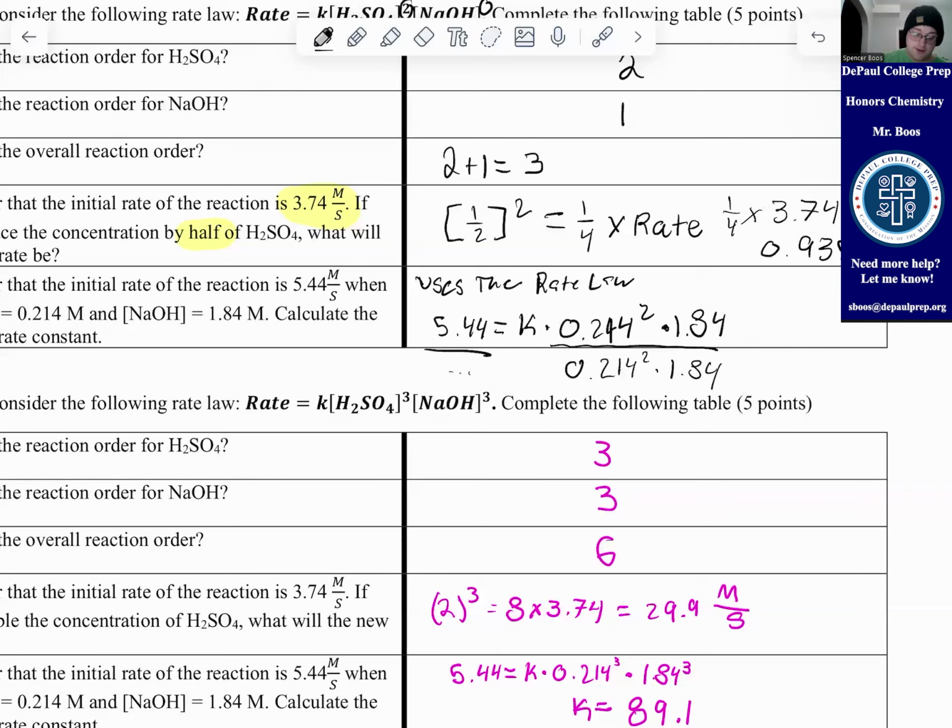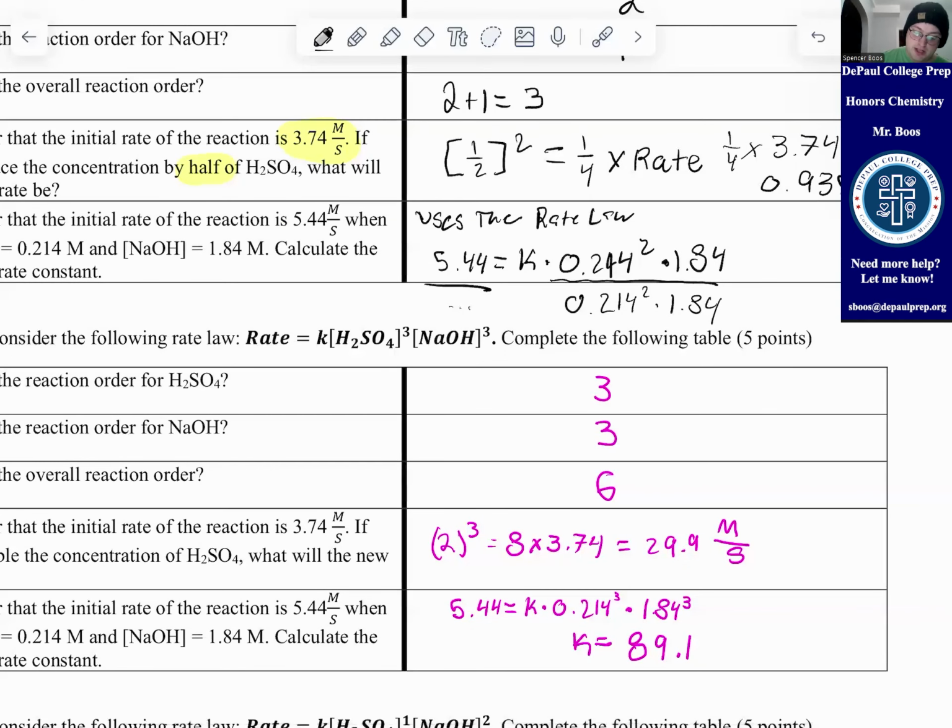So we get 5.44 divided by 2.214 squared times 1.84, for a grand total of 64.6, and that would be K. Again, don't worry about units for K in this case. It's more important that you know the process in which to get there. For the person who asked that question, I hope that was sufficient.